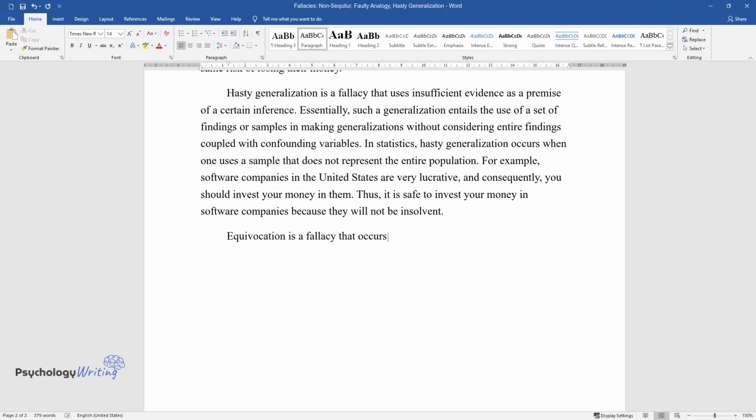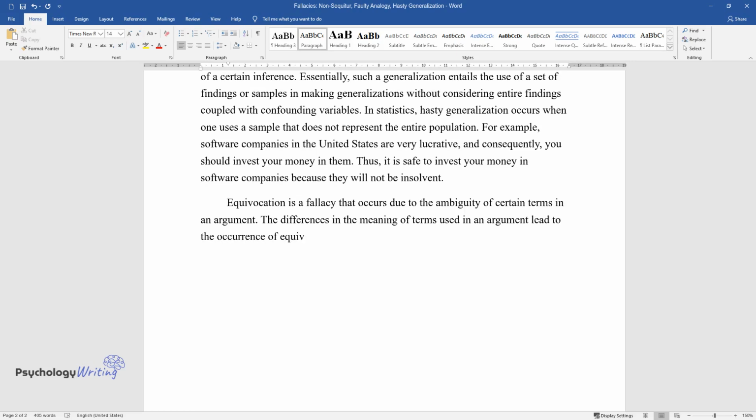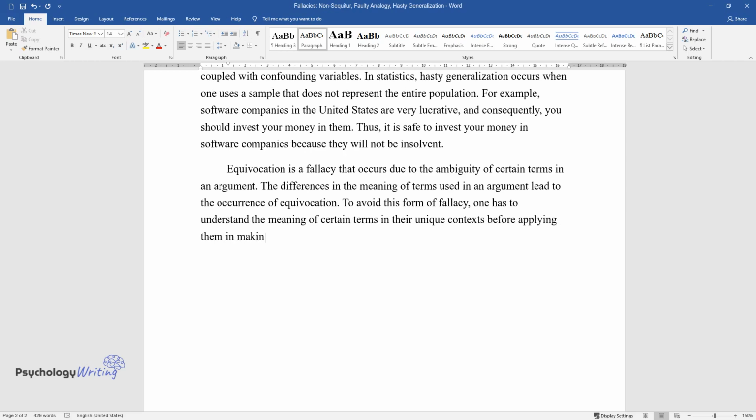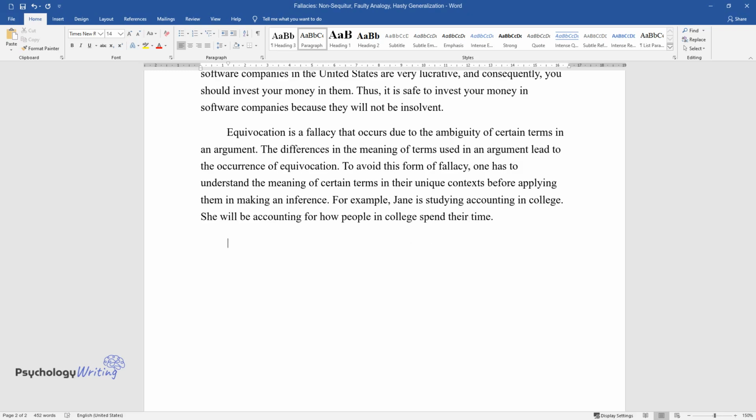Equivocation is a fallacy that occurs due to the ambiguity of certain terms in an argument. The differences in the meaning of terms used in an argument lead to the occurrence of equivocation. To avoid this form of fallacy, one has to understand the meaning of certain terms in their unique contexts before applying them and making an inference. For example, Jane is studying accounting in college. She will be accounting for how people in college spend their time.